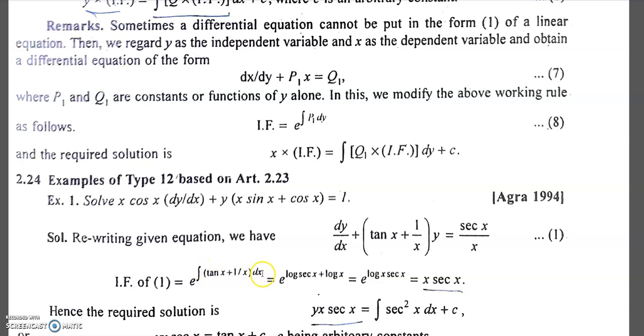So integration of tan x is what? Log of sec x plus log x. So that is multiplied, x sec x. So our integrating factor of 1 is x sec x.